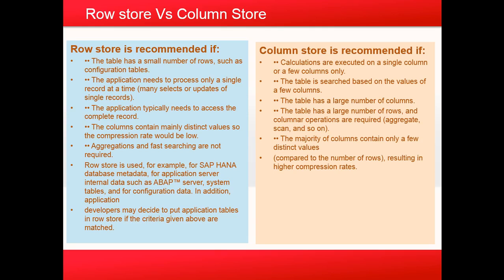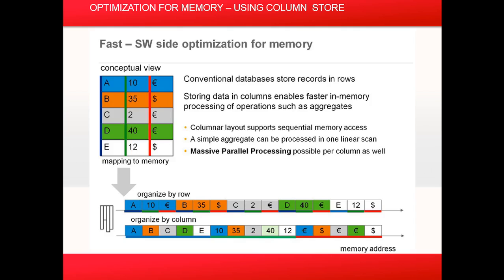Table has a large number of rows and column operations are required, for example, aggregate, scan, and so on. The majority of columns contain only a few distinct values compared to the number of rows, resulting in a higher compression rate. Okay, here you can see how the optimization of memory can take place in a row or column store, and what the key benefit of a column store is: massive parallel processing.